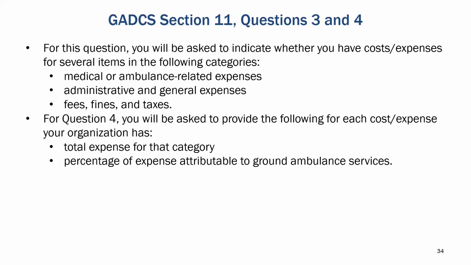On this slide, we move on to questions 3 and 4 in section 11. In question 3, you will be asked to indicate whether you have costs for items and categories on medical or ambulance-related expenses, administrative and general expenses, and fees, fines, and taxes. Then in question 4, for each cost that your organization indicated that they had in question 3, you will be asked to provide the total expense for that category and the percentage of that expense attributable to ground ambulance services.